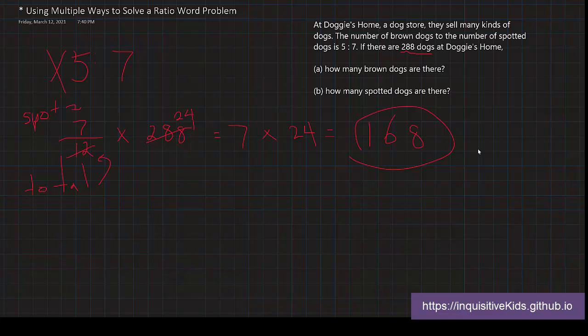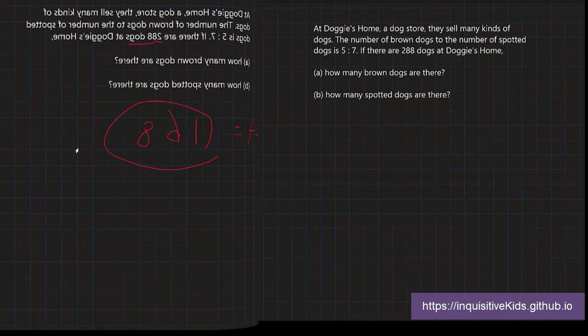So now let's conclude this solution. We only look at one of the units that is connected to the amount that we're trying to find, and then we convert that into its fraction form. And then we multiply the fraction to the whole amount, which is 288. We simplify, and then we get the answer, which is 168.